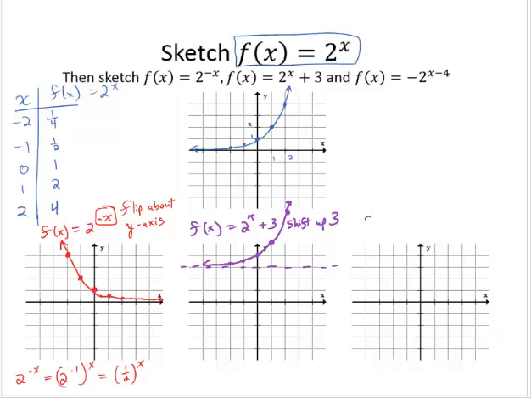And finally, if we had f of x is equal to the opposite of 2 to the x minus 4. The x minus 4, if we replace x with an x minus 4, that is a shift right 4. And the negative on the outside is a flip over the x-axis. So if we shift everything to the right 4, let's see, we would have 2, 1/4; 3, 1/2; 4, 1; 5, 2; and 6, 4.